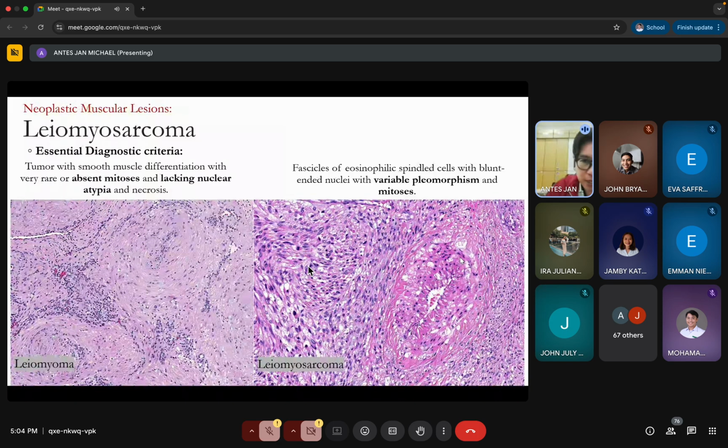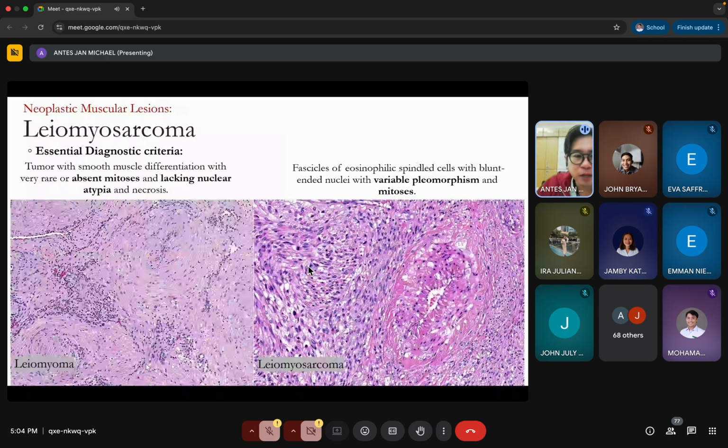At the same time there is pleomorphism observed here, but seen on the low power objective, it may be similar to what you see on a blood vessel, and also the thickness of the muscular layer is similar to our leiomyoma. But since there is pleomorphism and lots of mitosis, this is considered a malignant one. Okay, so this is diagnosed as leiomyosarcoma.